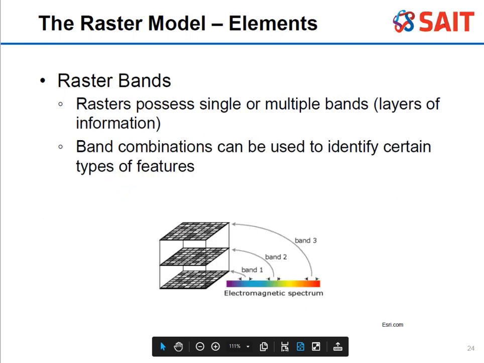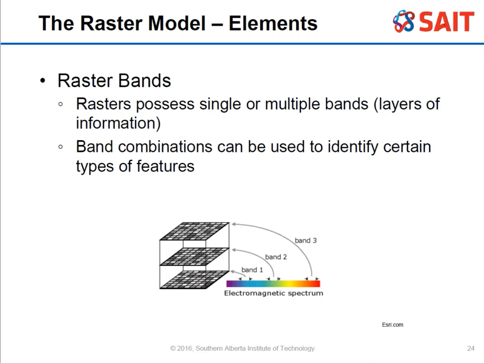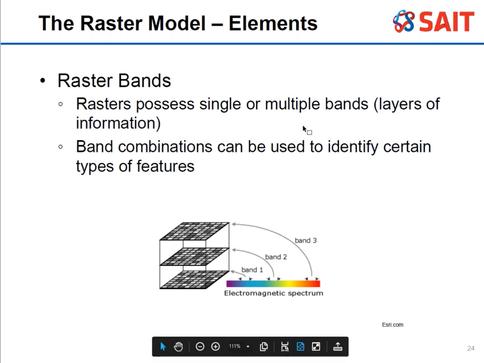Then we have the raster bands, which is the third element of rasters, and this is really the power of rasters. So we end up with these pixels with 1 value, but we can take multiple layers of rasters and put them together to create something very complex and very easy to understand as we view it. So we can have one band, which would be one layer, or we can have multiple bands, which means we have multiple layers.